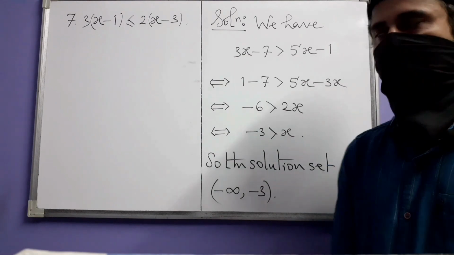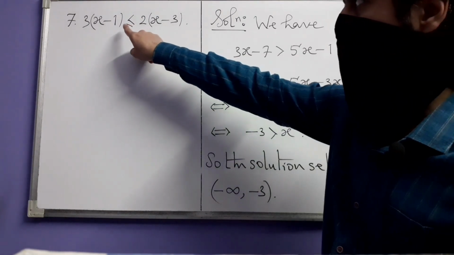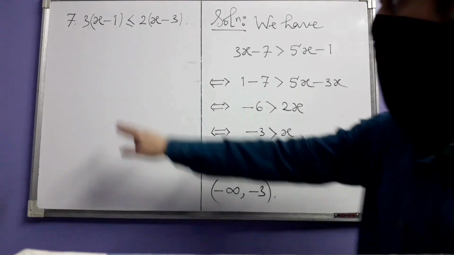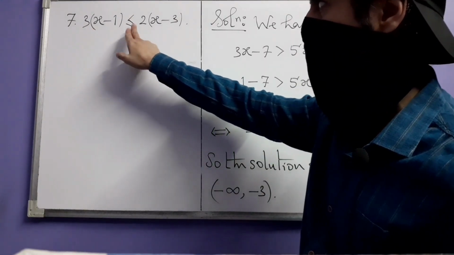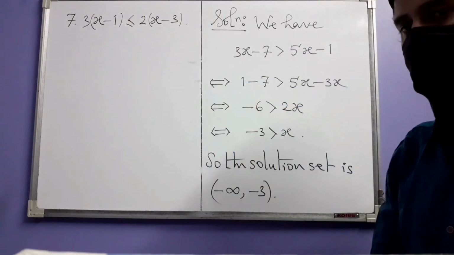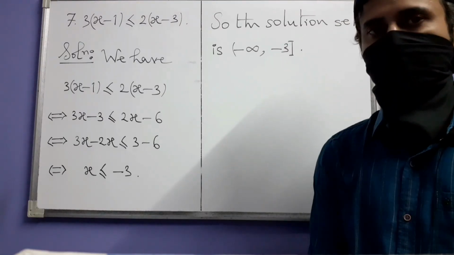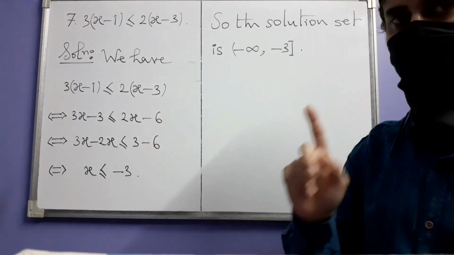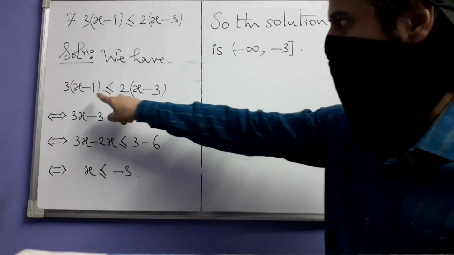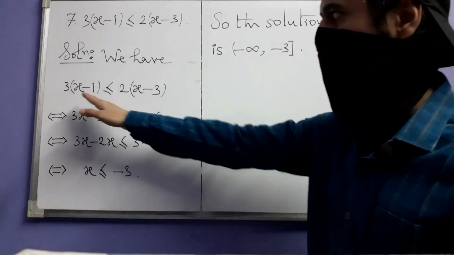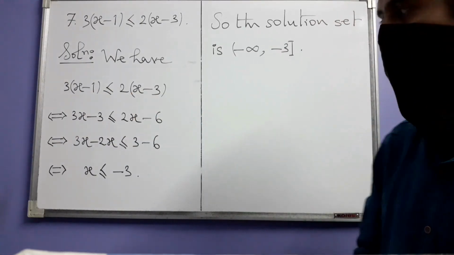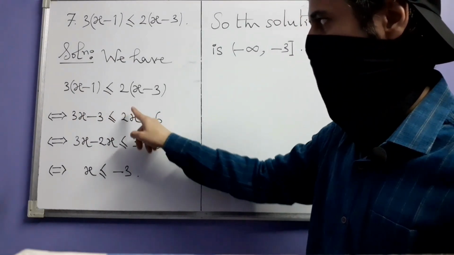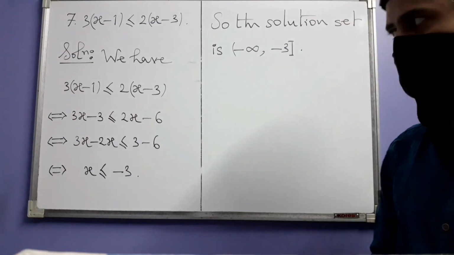Next, number 7, and here the inequality is of this type, less than or equal to, and the inequality is 3 times x minus 1 is less than or equal to 2 times x minus 3. So we consider the inequality. Now here there will be one more step because of how it's given. First you have to do the multiplication. 3x minus 3 is less than or equal to 2x minus 6.